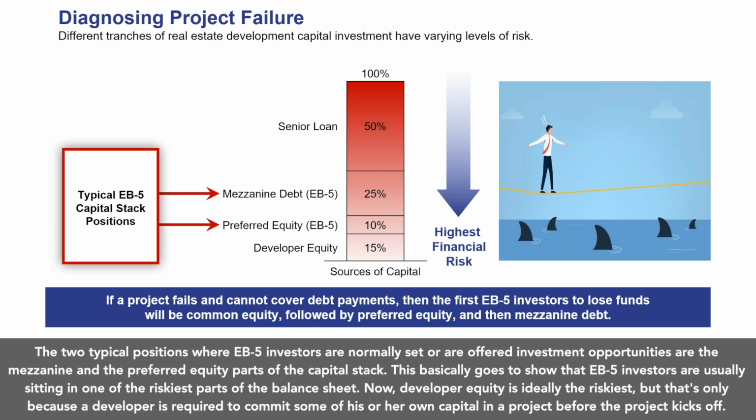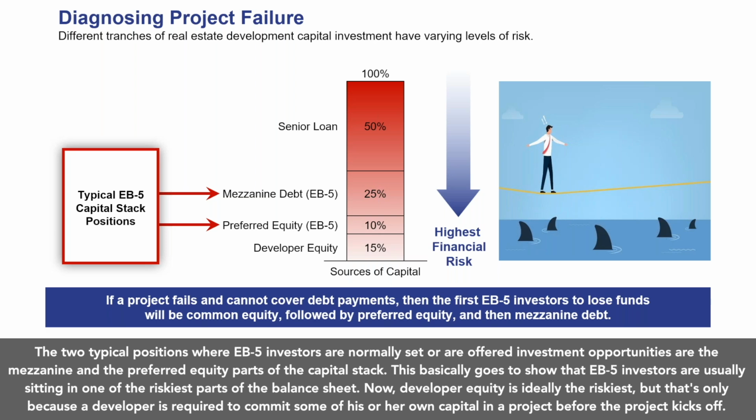The two typical positions where EB5 investors normally sit or are offered investment opportunities are the mezzanine and the preferred equity part of the capital stack, which basically goes to show that EB5 investors are usually sitting in one of the riskiest parts of the balance sheet.